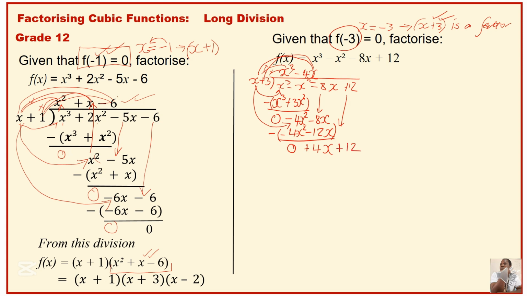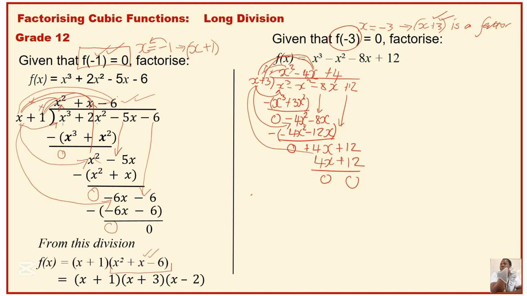Then you start the division again. X divides into 4x. The answer that you get, you write it on top there, 4. Then this answer multiplies these two numbers. 4 times x, it will give me 4x. Then 4 times 3, it will give me 12. Then when I'm done multiplication, I subtract again. 4x minus 4x is 0, and 12 minus 12 is 0.